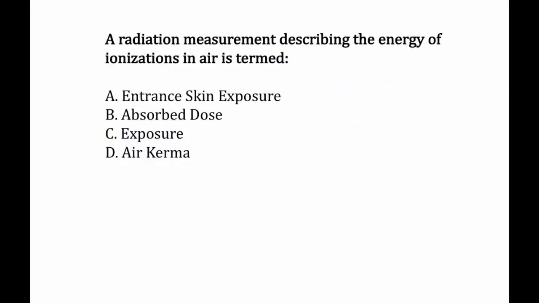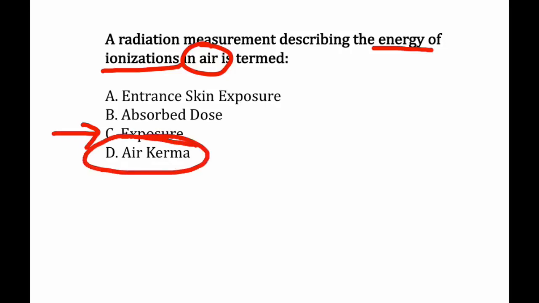Here's another question. Again, not a mathematical problem, but it is a conceptual issue. A radiation measurement describing the energy of ionizations in air is termed which of these? So the key word here is energy of ionizations in air again. Because it's talking about measuring radiation in air, we might be tempted to pick exposure. But remember that exposure is a measurement of the coulombs of electric charge in air, not the energy of those ionizations. When we're talking about the energy of ionizations, we're especially talking about air Kerma.